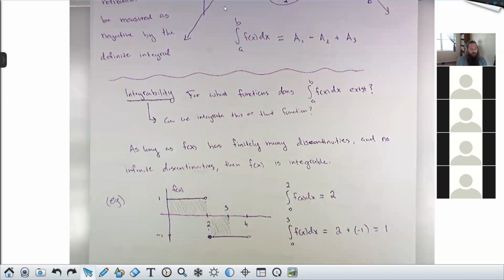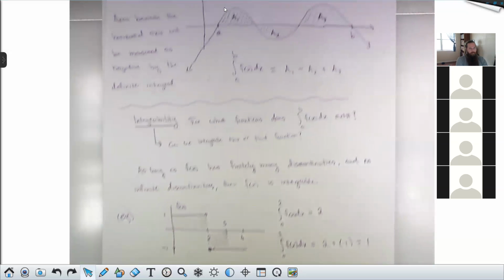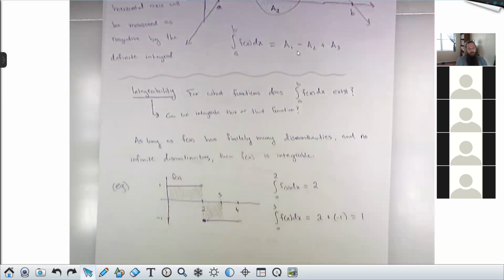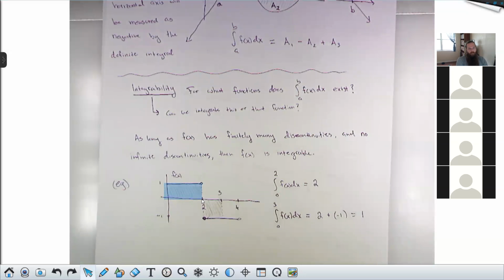All right, so think of what we have up here. Area that's above the x-axis is measured as positive. Area that's beneath the x-axis is measured as negative. Here's some area above the x-axis. Here's some area beneath the x-axis. The area of this region has length 1, going from 2 to 3, and the height here is like -1. Or you could say that the total area down here is 1, and it's beneath the x-axis, so it would be measured as negative. So this is 2 plus -1, 2 minus 1, which is 1.